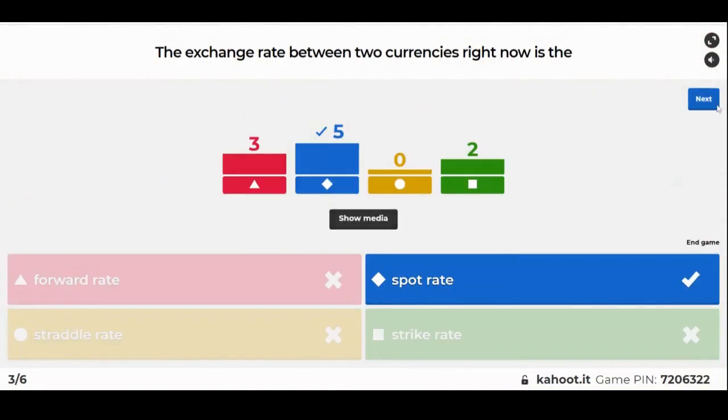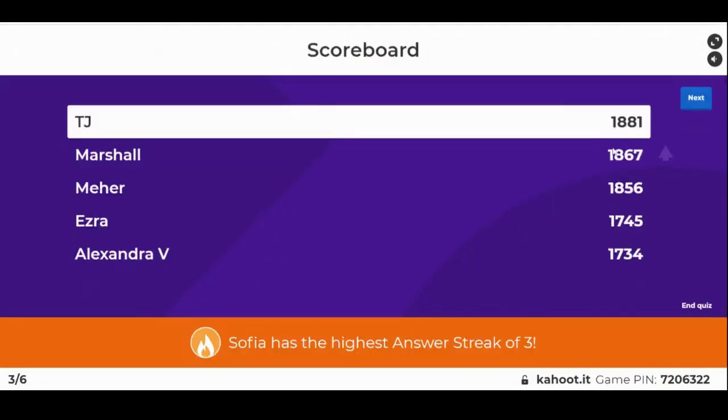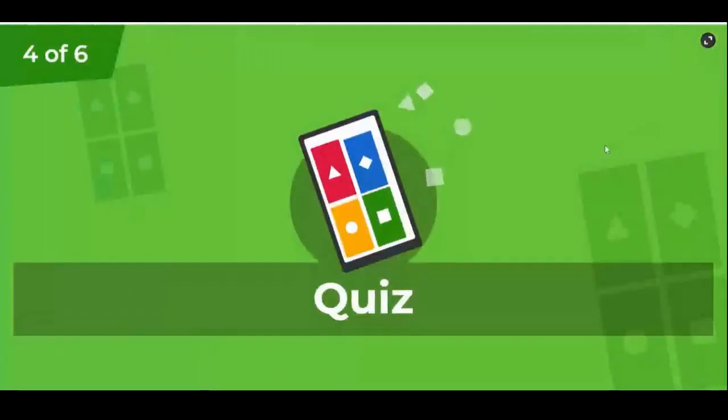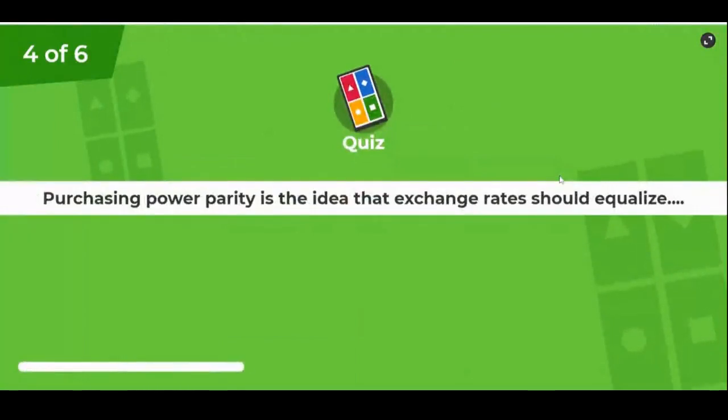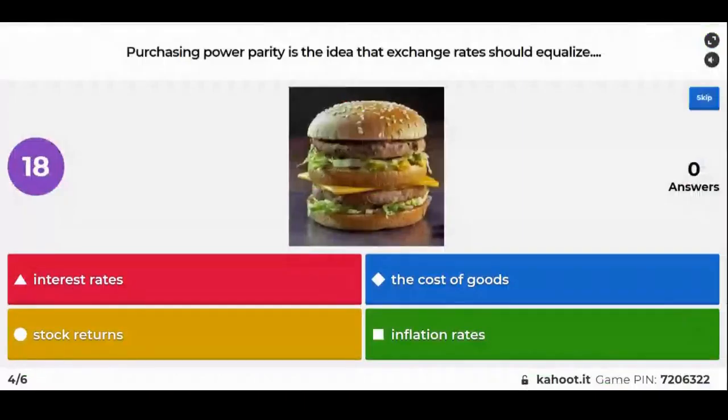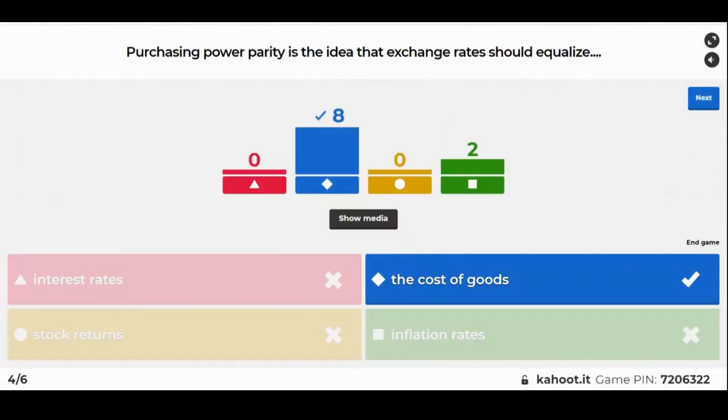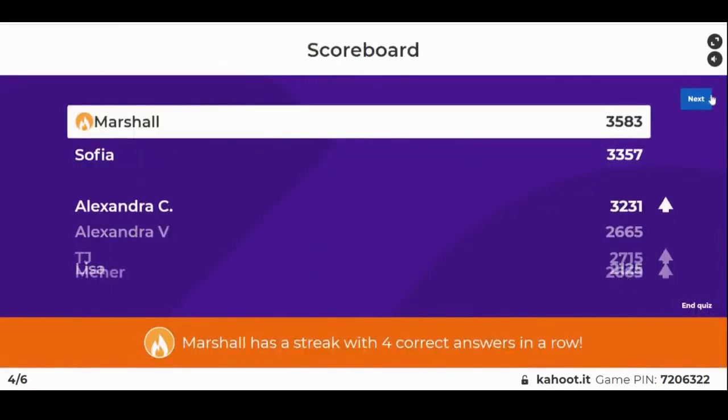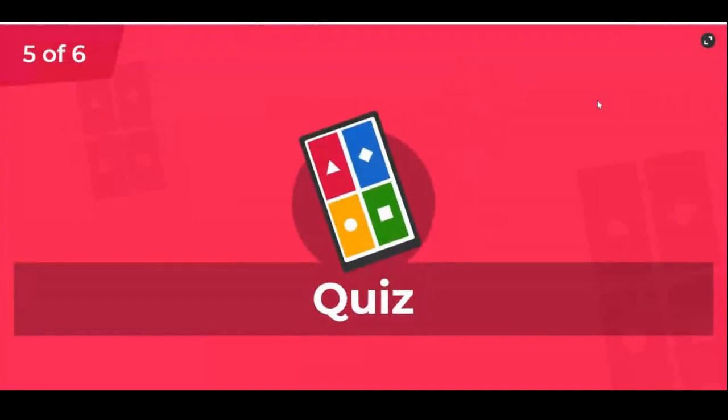All right. Remember, it's two currencies right now, so it's on the spot. Marshall is ahead. Question 4, purchasing power parity is the idea that exchange rates should equalize what? Interest rates, cost of goods, stock returns, or inflation rates? Cost of goods, very good. That's a tricky one. Most of you got it right.